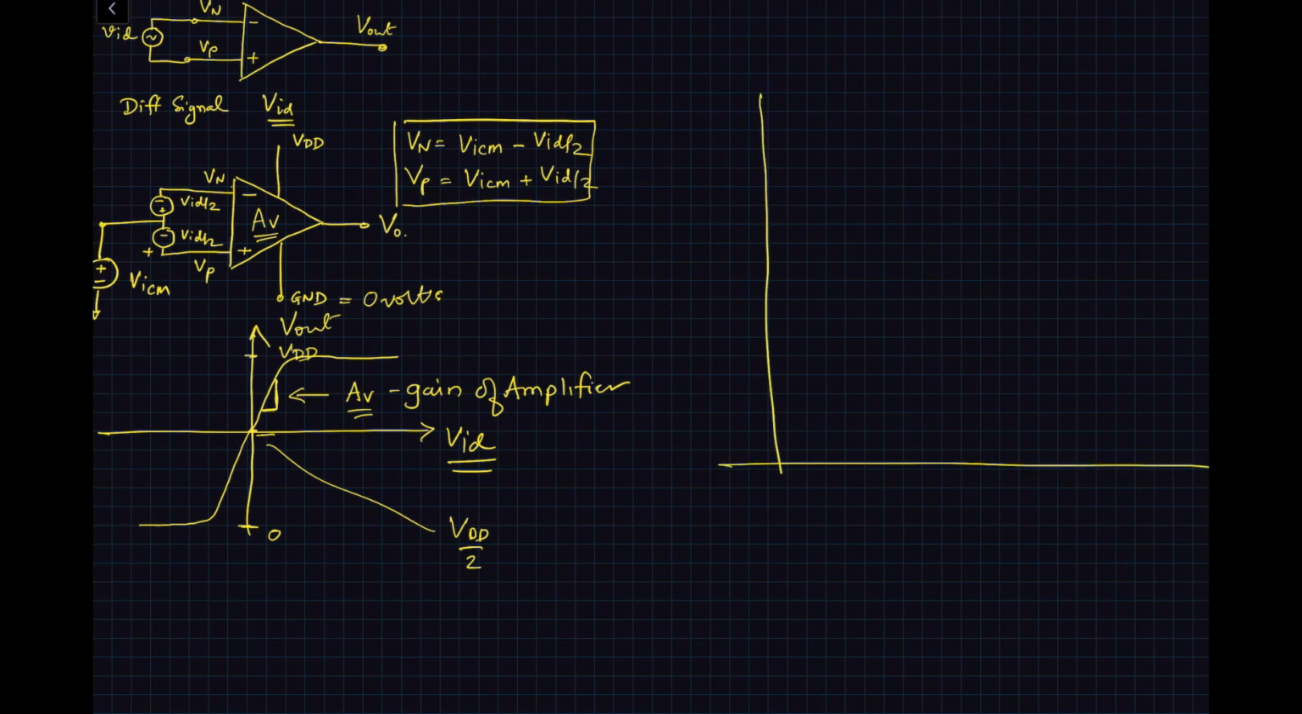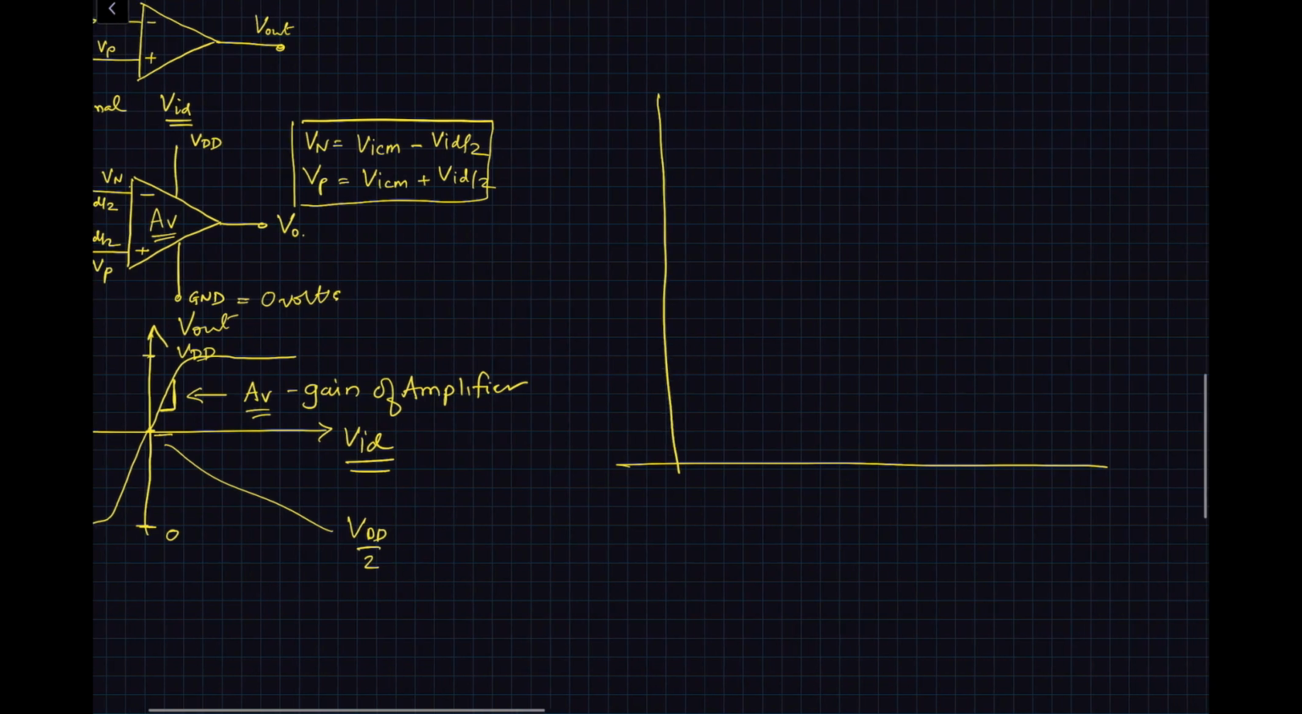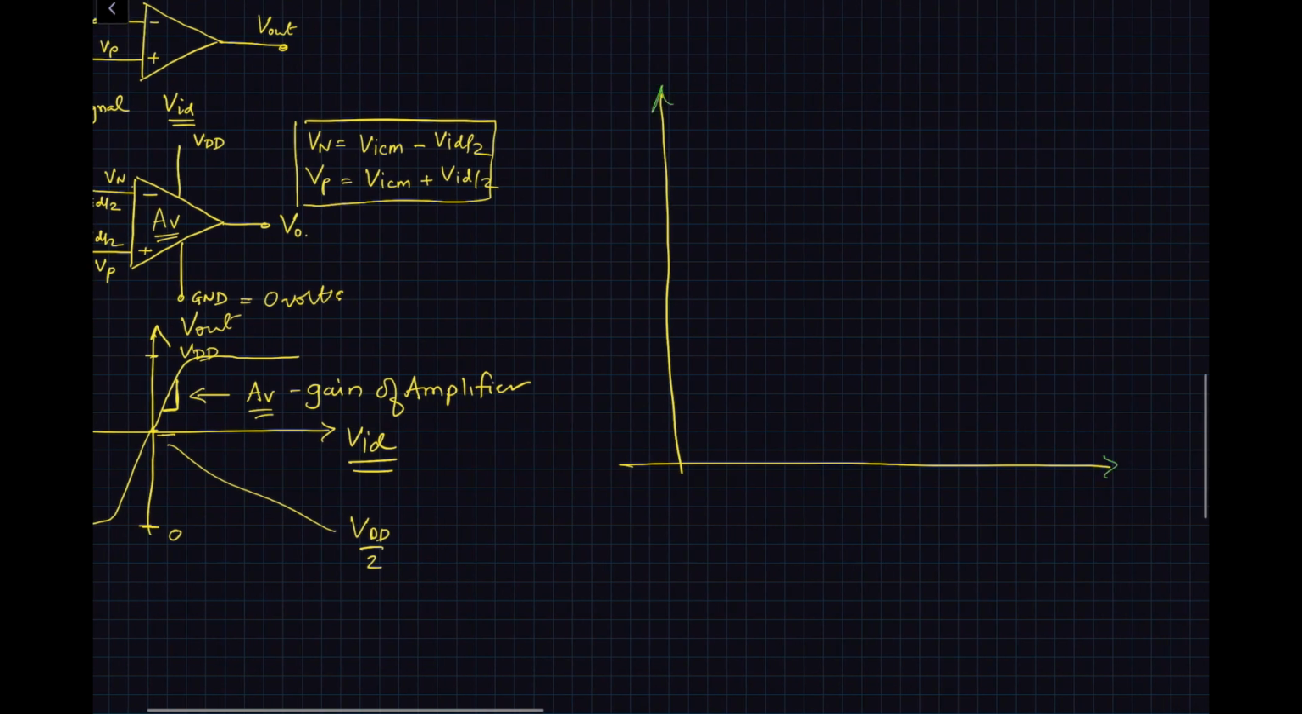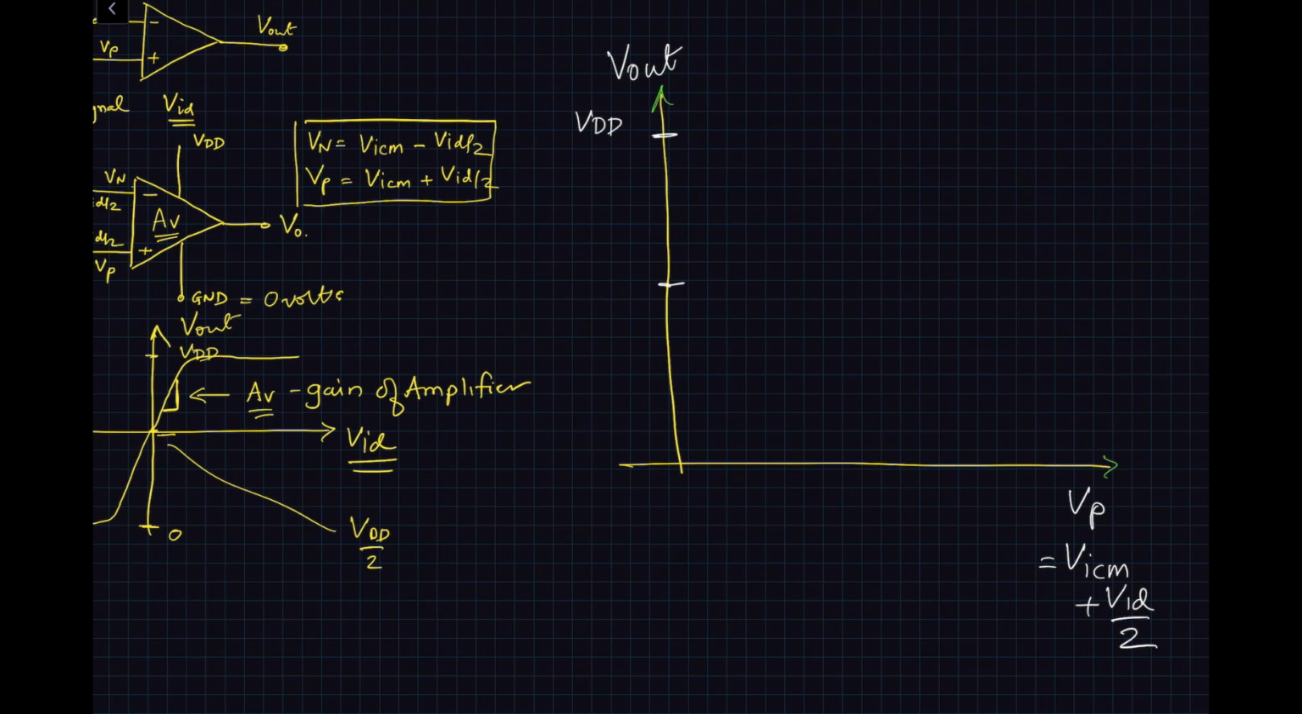let's draw it here differently. I'll use a different color. So I'm going to plot Vp, which is equal to Vicm plus Vid divided by 2. And this is our output, Vout, and the output also will have some common mode voltage, which is what we are calling analog ground. In this particular case, if our VDD is right here, then at the output I have VDD divided by 2. That's where my output is.